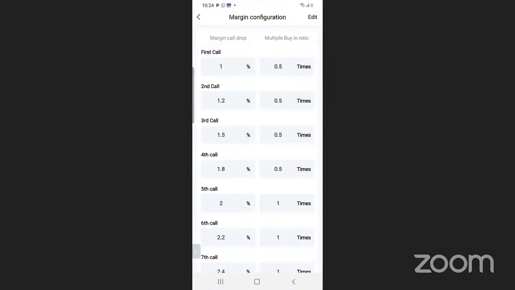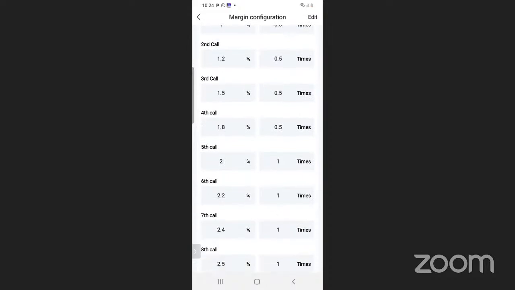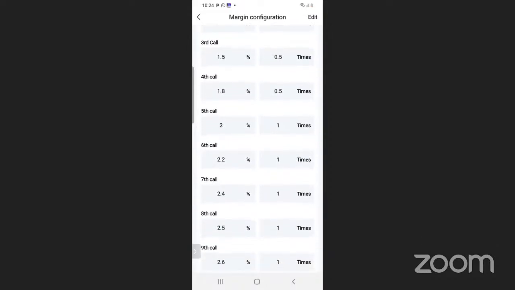You scroll down. One second, hold on there. So the sixth call is 2.2 and it is one time. Seventh call is 2.2. Now, how much would you wish out of the $200 to go into the coin? Like $100.